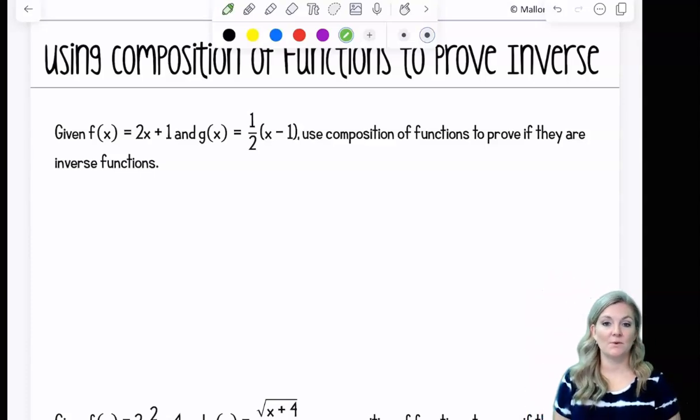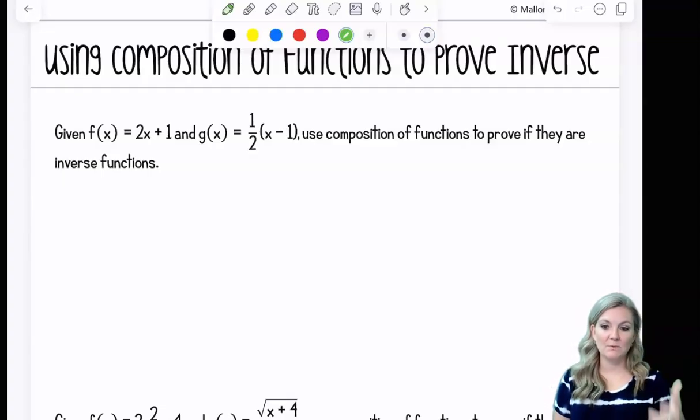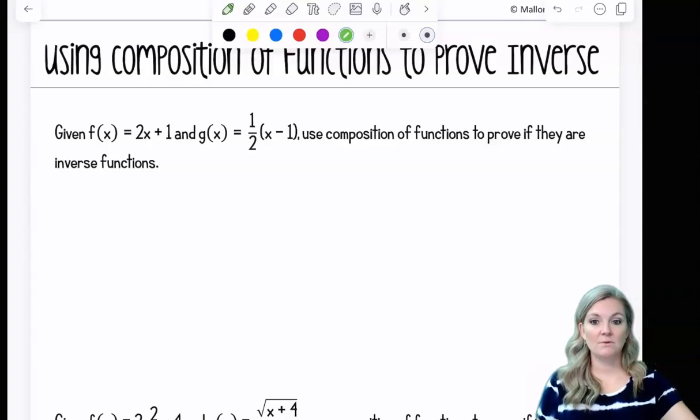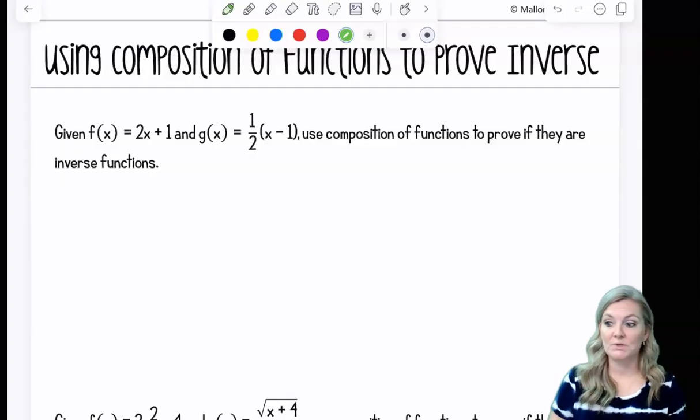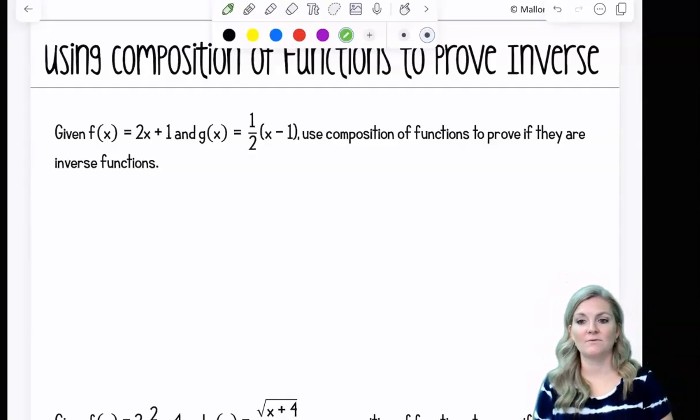So, second page, now instead of giving you one equation and saying find the inverse, I'm giving you two equations and saying prove: are they inverses? So when I do these, I first do a mental check. Do they have opposite operations? Multiplying by 2, multiplying by 1/2, yes. Adding 1, subtracting 1. They do have opposite operations. Now, are they in the right order? Don't know. So let's use composition of functions to prove if they are inverses of one another.